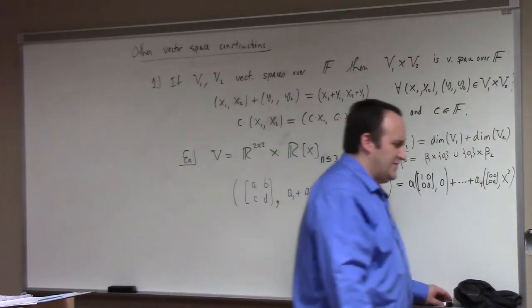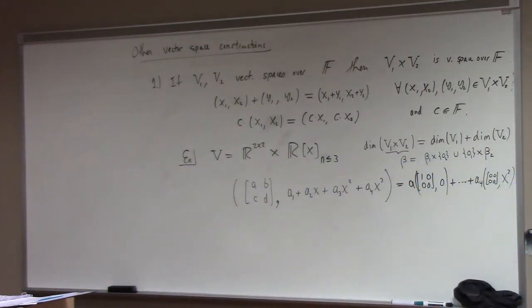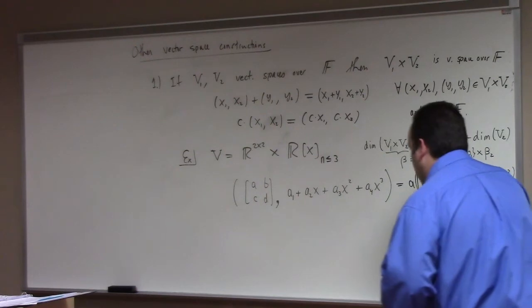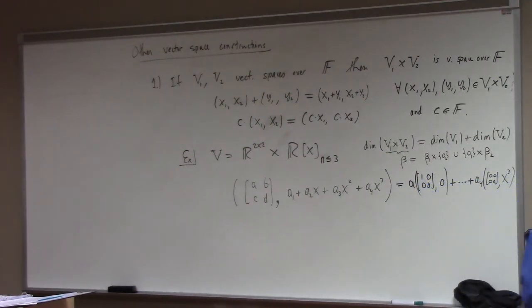None of this is really terribly surprising if you start thinking about what Rn is. What's R5? R5 you could think of as R2 cross R3. Right? So 2 plus 3 is 5. Not the greatest example, but there are other things.